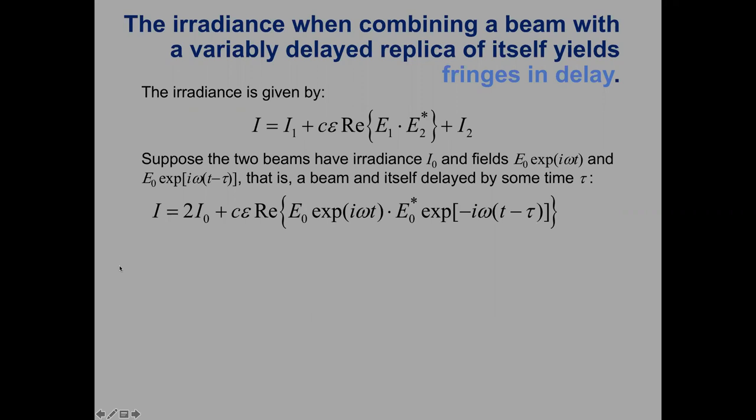And in this simplified scenario where they're both hitting the screen dead on at the same angle, the whole screen is either going to be bright or dark, depending on this time delay. This is what we call fringes in delay. Instead of fringes in space, like you've seen in lab in the past, here the screen will be either bright or dark, depending on how much we delay one of these beams. So it's a somewhat simplified example.